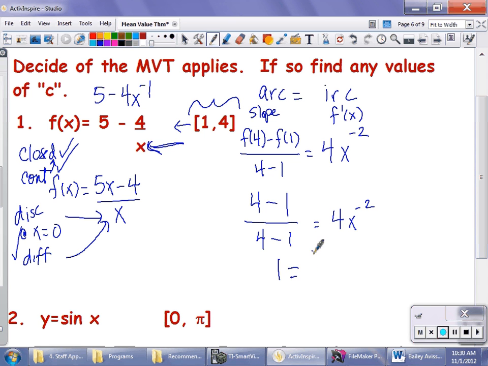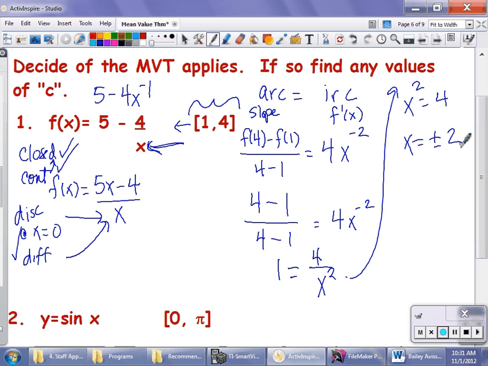Now look what I'm doing. I'm moving the x to the negative 2, moving that down to the denominator. Cross multiply, I get x squared is equal to 4, so x is equal to plus or minus 2.